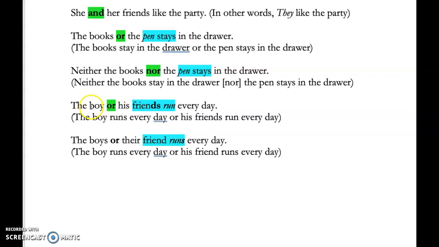Now I wouldn't know if it's the boy who runs every day or his friends run every day. So I just have to say, which one's closest to the verb? That's the one that tells me how to conjugate the verb. I can flip it: the boys or the friend. You see how I flipped from the boy going singular to plural and the friends going plural to singular. We don't know who it is, so the grammar rule says just pick whichever one is closest to the verb.